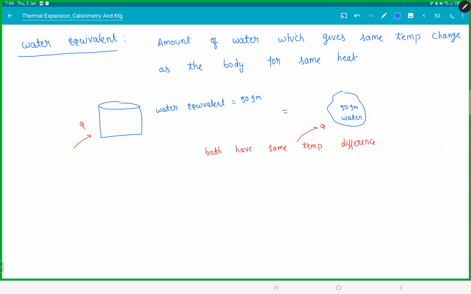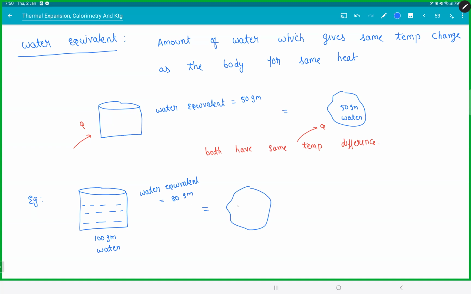So what is the use of this? When you go to the lab and you're trying to boil water, let's say you pour 100 grams of water inside. And let's say on top of the vessel it will be printed water equivalent, let's say 80 grams. Means you can replace this whole setup with 180 grams of water and solve the problem.